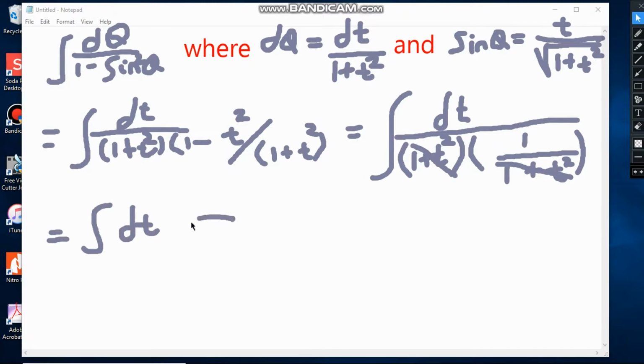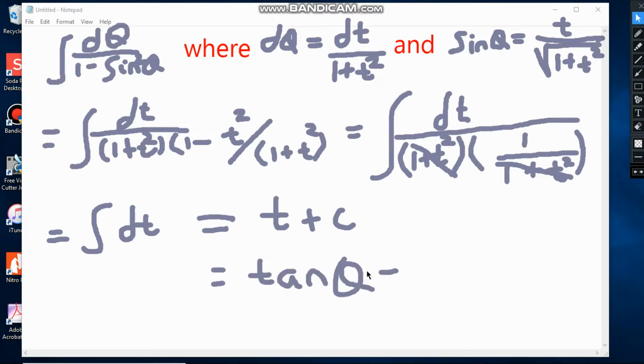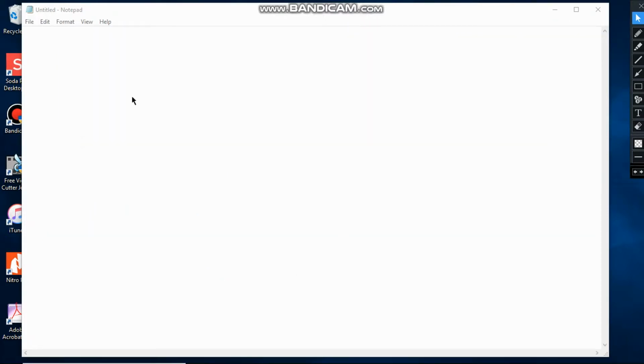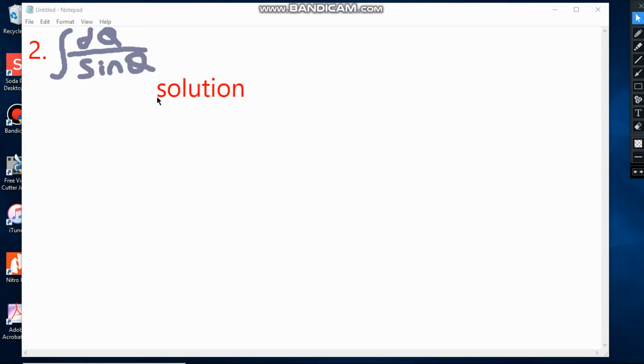When I integrate this one, I get t plus constant, but the value of t is tan of theta, plus constant, and this is my result. Okay, let's look at example number 2, d theta over sine of theta.